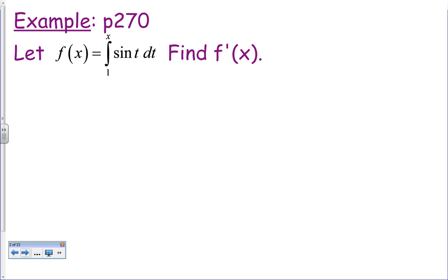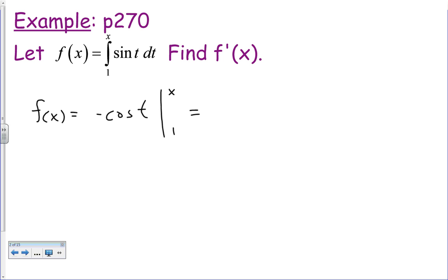So the first thing we need to do is find out if we can write f of x just as a function without the definite integral notation. So we'll say f of x is equal to the antiderivative of sine of t, which is negative cosine of t, and we evaluate that from 1 to x, just using our first form of the fundamental theorem that we know. Find the antiderivative, then evaluate at the upper bound and the lower bound and take the difference.